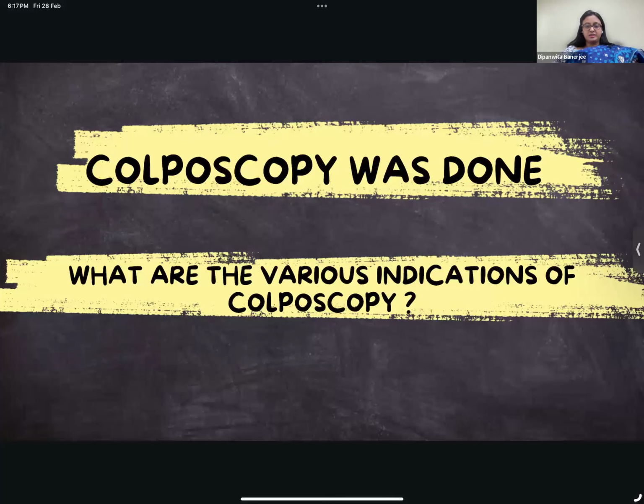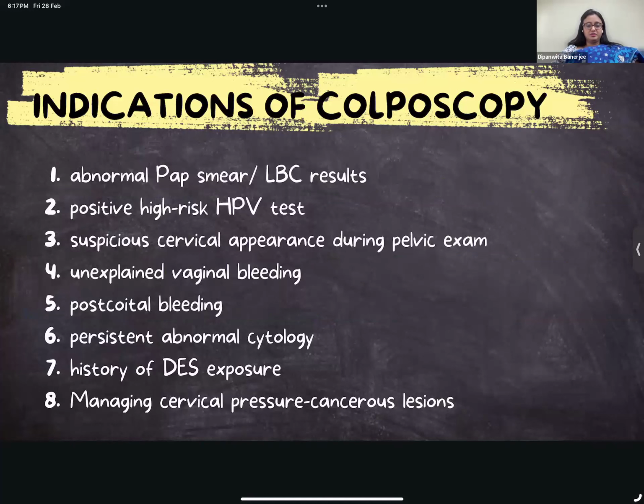Then any suspicious looking cervix on clinical examination. You can very well go ahead and do colposcopy, because it gives us the advantage of a magnified view of the cervix. So wherever there is any doubt, any persistent abnormality, any positive screening test, or a suspicious looking cervix, that is the main indication. And for therapy, for the LEEP procedure, we can use colposcopy for management purposes.